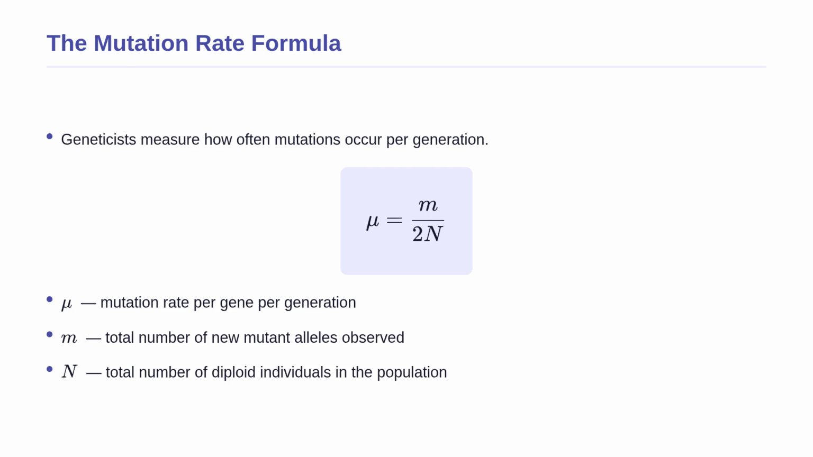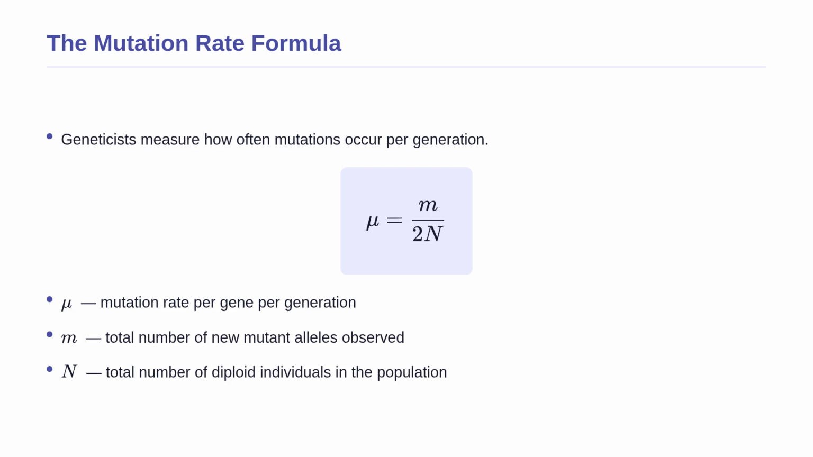We represent this concept using a simple but powerful algebraic formula. In this formula, the Greek letter mu represents the mutation rate per gene per generation. The variable m stands for the total number of new mutant alleles observed in the offspring of a population. The variable n represents the total number of diploid individuals in the population.